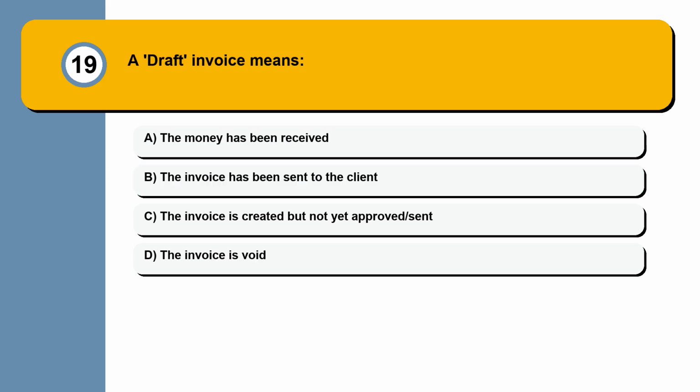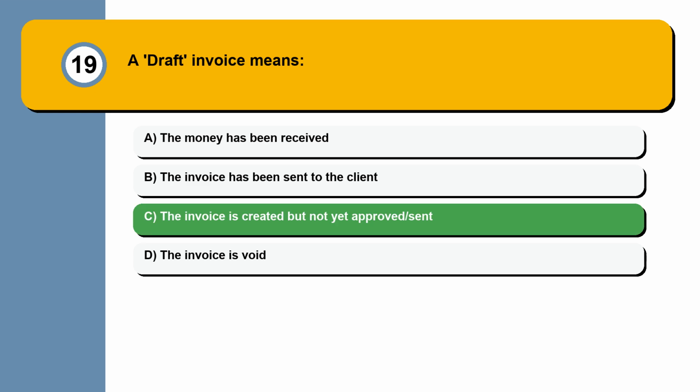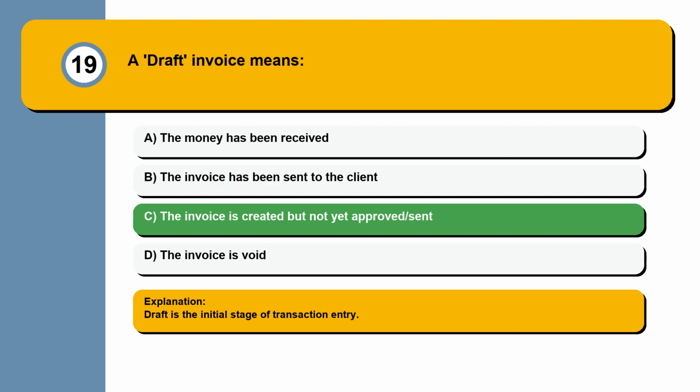Question 19. A draft invoice means the money has been received. The invoice has been sent to the client. The invoice is created but not yet approved/sent. The invoice is void. Draft is the initial stage of transaction entry.